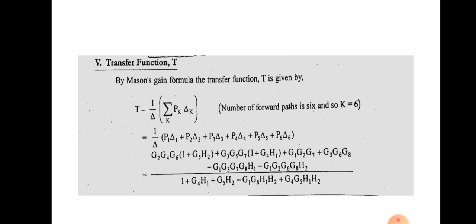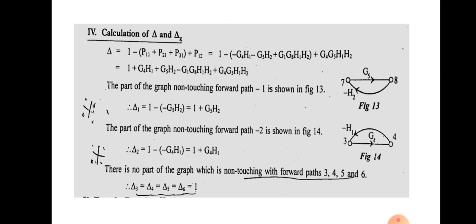And here you have got the values of p1, p2, p3, p4 etc. Next you have to find out delta. What will be the delta value? And next you want to find delta 1, delta 2 etc. For finding delta, it has an equation: delta will be equal to 1 minus sum of individual loops plus sum of gain products of all possible combinations of two non-touching loops minus sum of gain products of all possible combinations of three non-touching loops, etc.